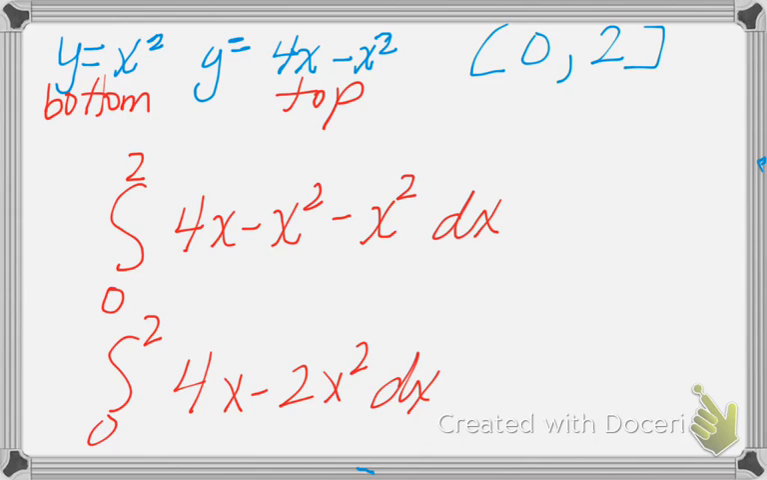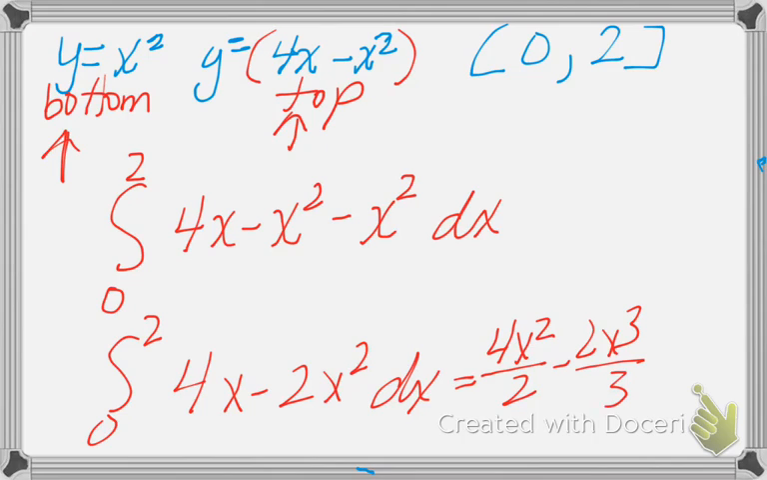I just want to point out, let's just say that this function was the top and this was the bottom, just be careful when you subtract, this would have to be in parentheses, so you remember to distribute the negative sign. Okay, we don't have to worry about that here, but that's just in case. All right, let's find our antiderivative. Okay, so that's that. I'm going to make some room up here.